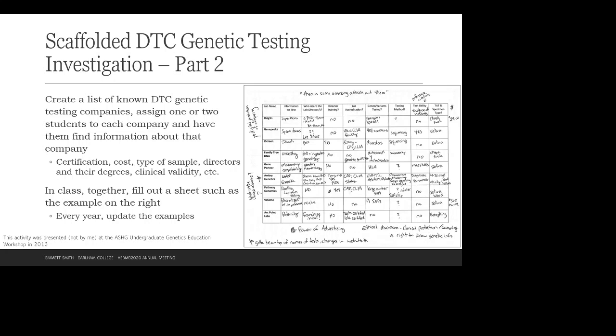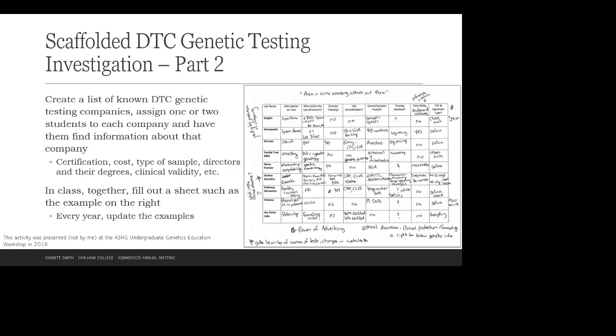You can see this chart that you end up filling out, and together in class, you come together. Each student will present their specific company. You fill out the chart. It's important every year to update your examples. Some of these businesses will not be around anymore. Some of them are definitely more legitimate than others. And as I've written on the top of this chart, there is some amazing rubbish out there.